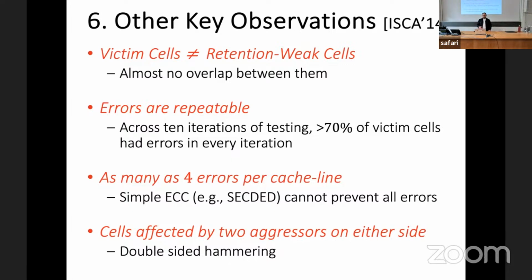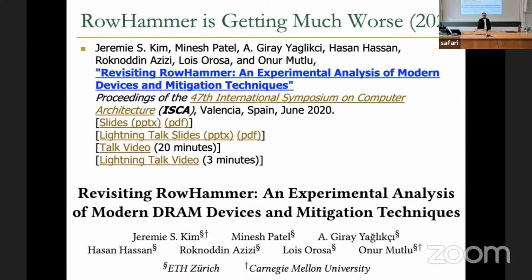And in this work, the observation is as many as 4 errors per cache line. In a 64-byte line, let's say, you have 4 bit flips. But later on, as I said, in newer chips we have 7 bit flips in 64 bits. And for a given cell, you can see that it's affected by the 2 aggressors on each side of the victim cell. And this was the 2014 paper. And in 2020, we repeated it. Sorry, go ahead.